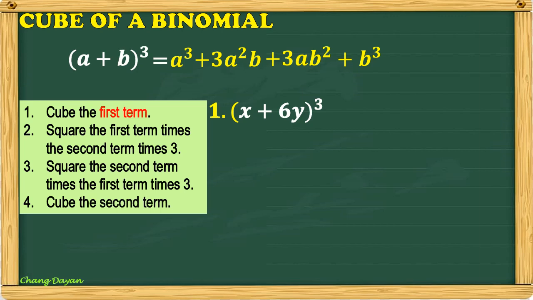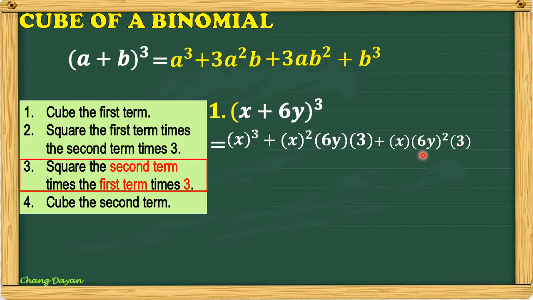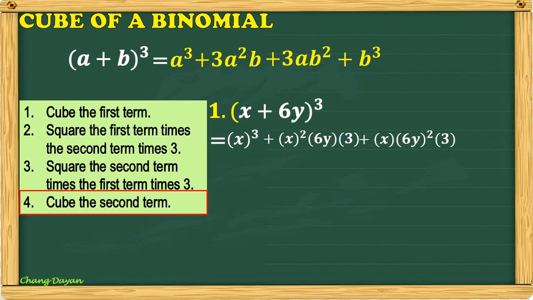Now let us solve this example. x plus 6y cubed. Cube the first term, that is x cubed. Next, square the first term. So x squared times 6y times 3. Next, square the second term times the first term times 3. So 6y squared times x times 3. And then, cube the second term. That is the cube of 6y.